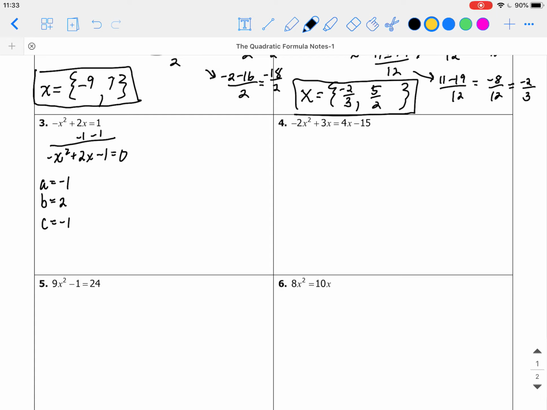Beautiful. Be careful with that leading coefficient in front of the x squared. That is a negative 1. Please be careful with that. I can already see that being a little bit of trouble.